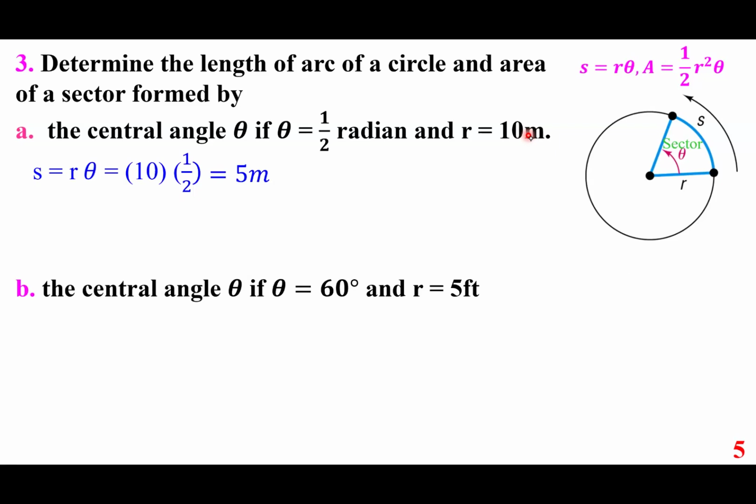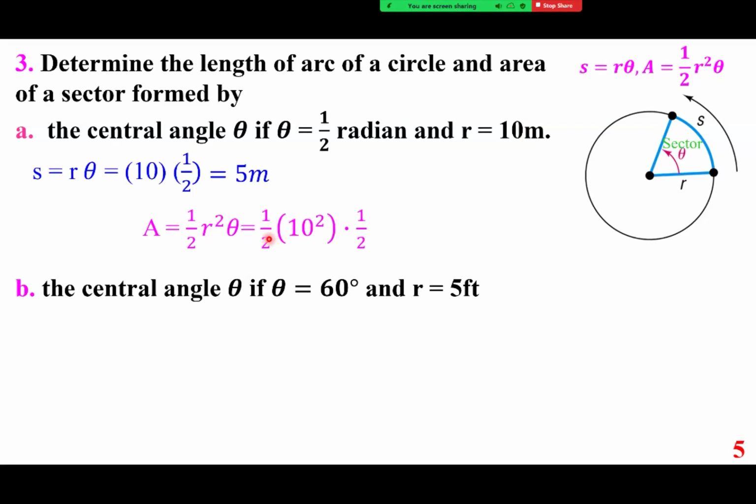Area is half of r squared theta. Plug in. Half of r squared, which is 10 squared, times theta, which is 1/2. 1/2 and 1/2 is 1/4. This is 100. So 100 divided by 4 makes it 25 units of the area, meters squared. So whatever the radius is, squared. And as far as the units, you can say 10 meters and you see that. Whatever we do with two numbers, we do to the units.